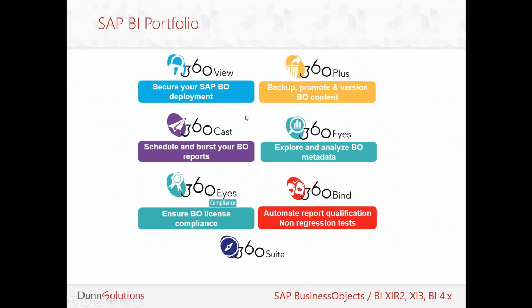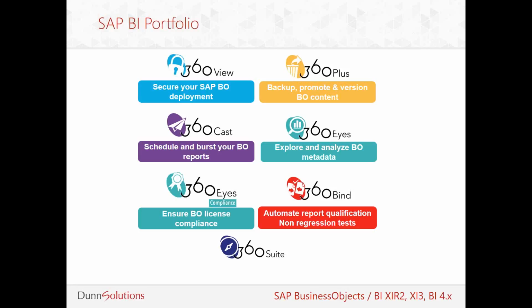360 View easily administrates basically who has access to what with a user and resource-centric approach, and you can perform bulk updates. 360 Plus provides incremental backup, disaster recovery, drag and drop, or automated promotion. 360 Cast: schedule and burst your BO reports with easy destination, update, prompt, and filter value updates.